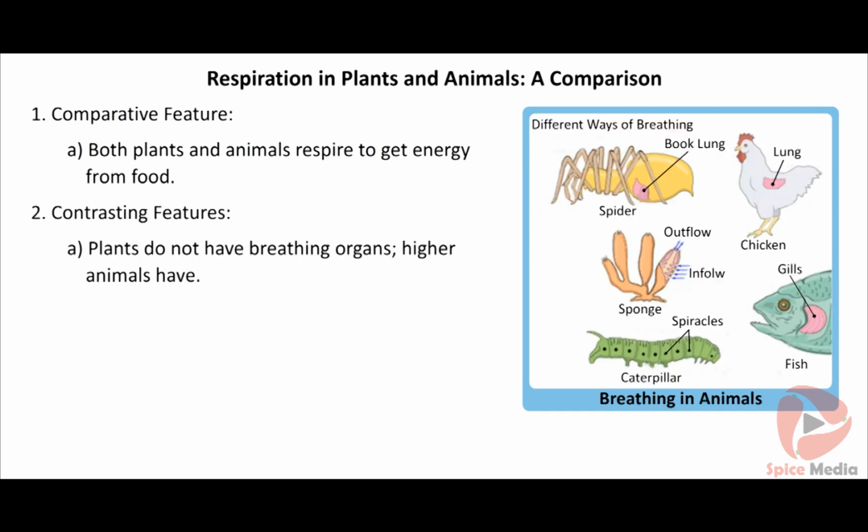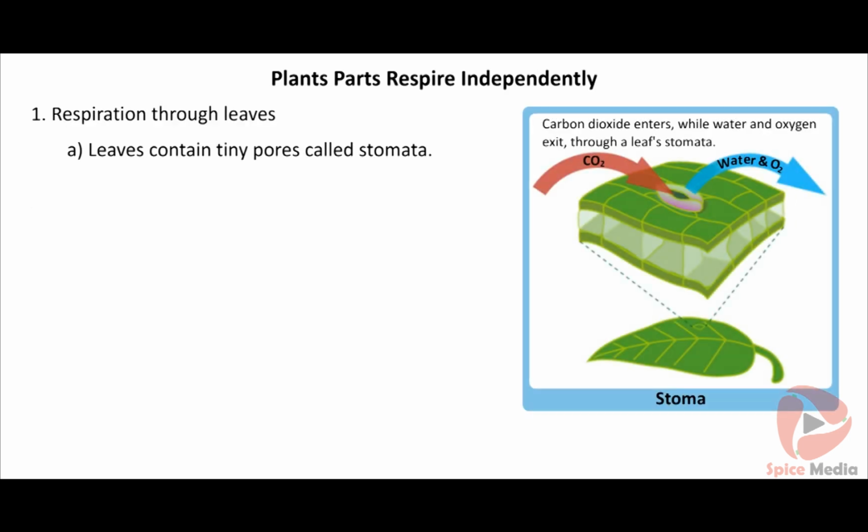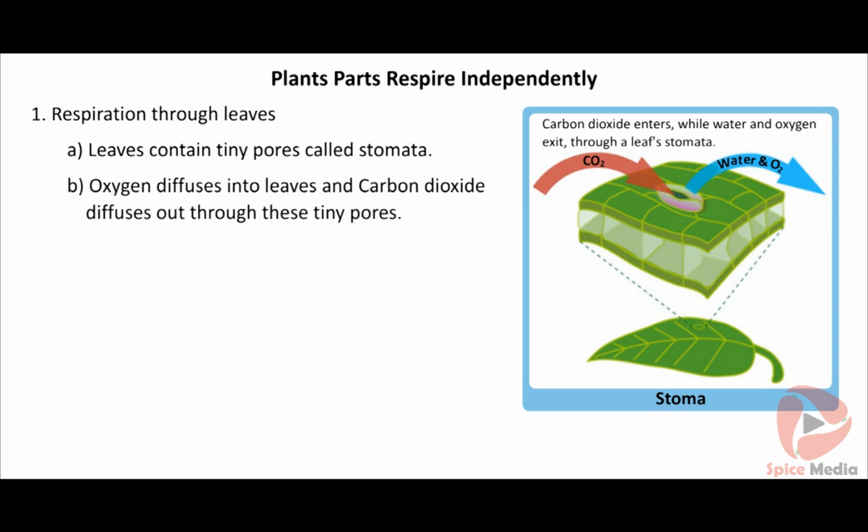However, they differ from other organisms in that plants do not have any special organs for breathing like the higher groups of animals. Similarly, plants do not show any breathing movements as higher animals do. Plants breathe through tiny pores in the leaves called stomata. Oxygen from the air diffuses into the leaves and the carbon dioxide from the leaves diffuses out through stomata.